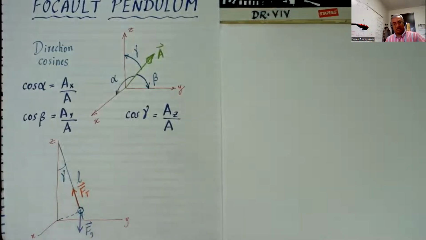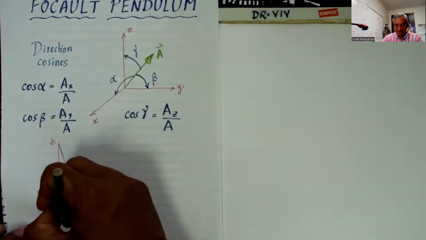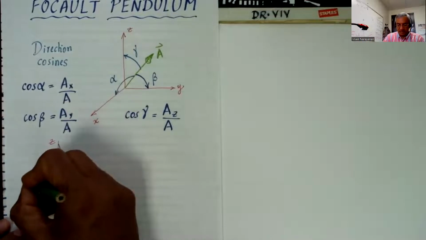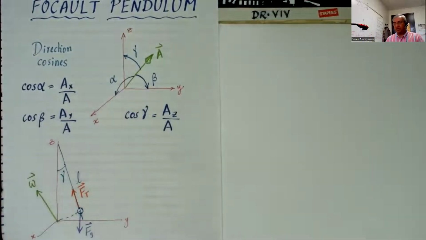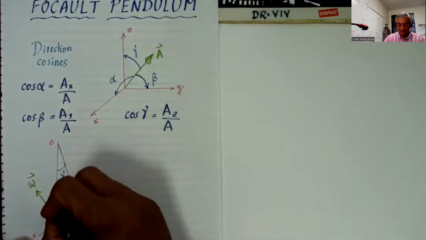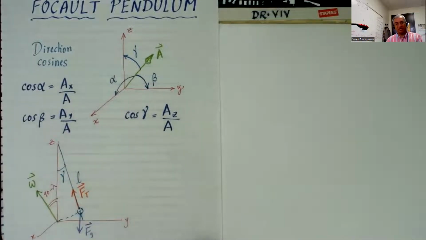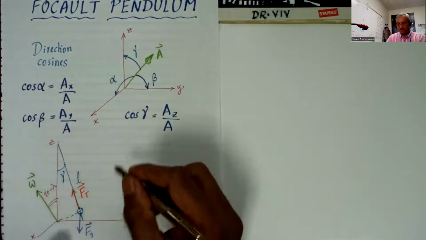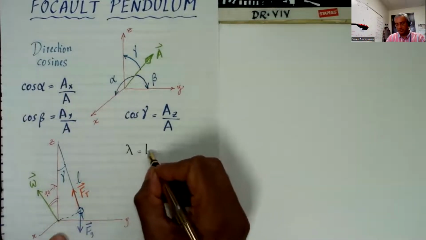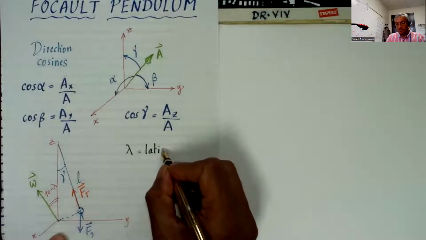Now, I don't know the latitude of the place, but I'm going to assume that the Earth's rotation vector omega is something like that. If the place has a latitude lambda, that's my usual symbol for latitude, the co-latitude is going to be 90 minus lambda. That's this angle here. Co-latitude means 90 degrees minus latitude. Co always stands for 90 minus stuff. So lambda is the latitude where the pendulum is displayed.